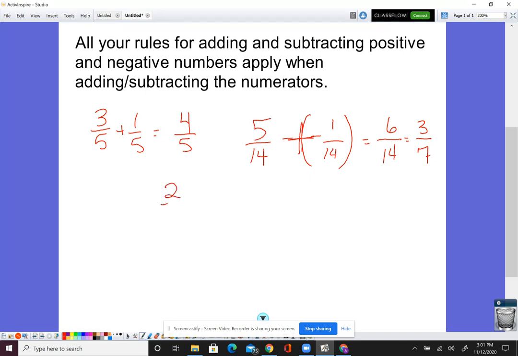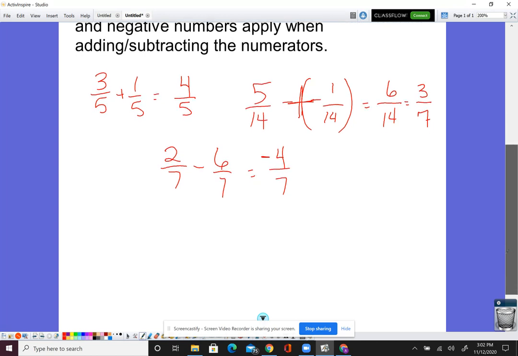So what about this one? 2/7 minus 6/7. Once again, they have the same denominator at 7. We'll put that down. Now we have 2 minus 6. 2 minus 6 is the same as 6 minus 2, so it's 4. But we use the sign from the 6, which was negative, so negative 4/7. They were opposite signs. We took the smaller from the larger, used the sign from the larger. That's those rules that we were talking about in last chapter.